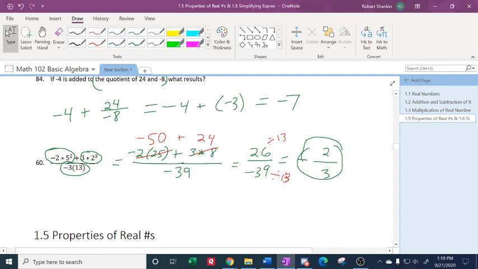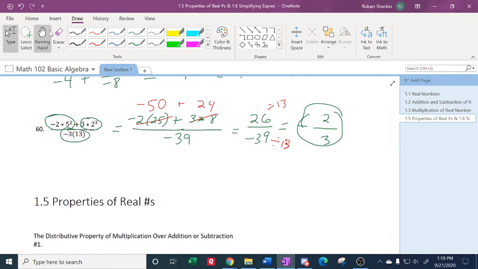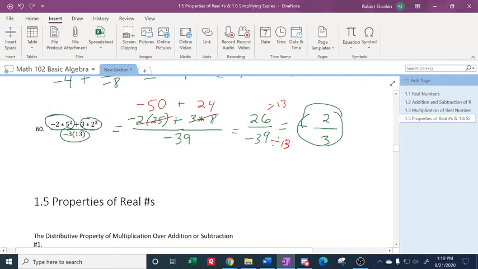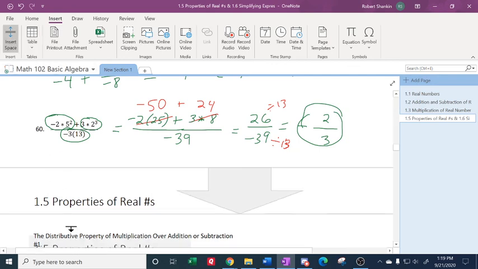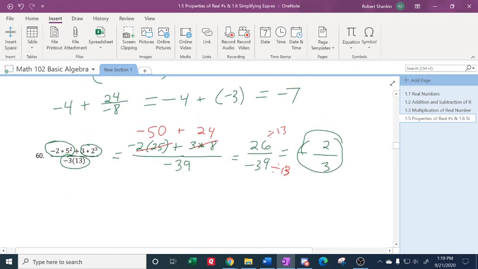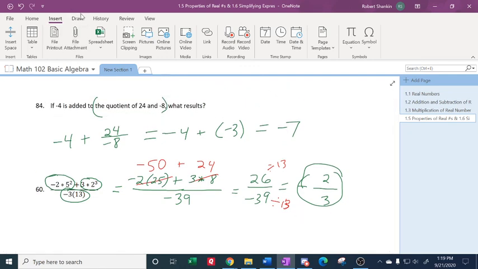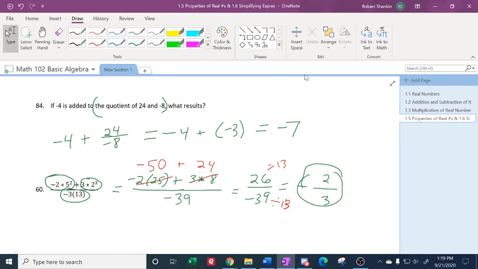Randolph, I had a question. Yeah. So if I did the negative 50 plus 24 and I got negative 26, is that wrong? Oh, you are right. I am wrong. Thank you very much. I had the same question. Yeah, good. I'm so glad you pointed it out.